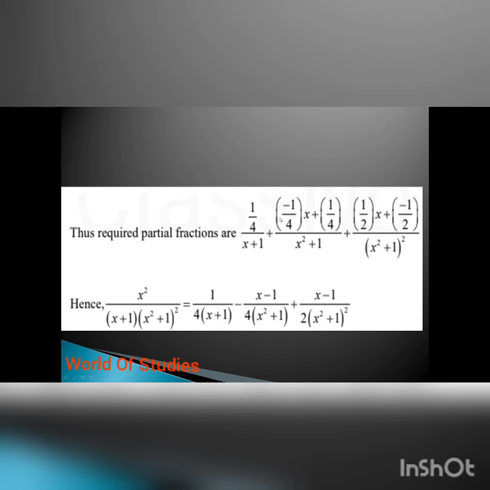Now from this side we have to take minus 1 by 4 as a common factor, so it will be (x − 1) because we are taking the minus sign as common. So we are left with (x − 1) over 4(x² + 1). From this side we are taking 2 as a common factor, so it will be (x − 1) over 2(x² + 1)². So it's all about the last type of partial fraction.